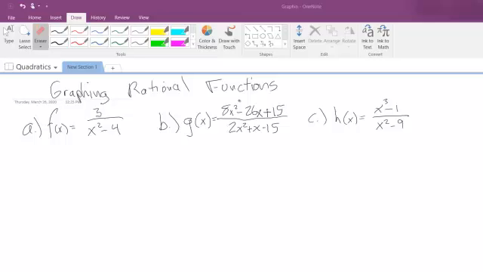All right, here we are graphing rational functions again, and we're now ready for the B example. The degree of the numerator is the same as the degree of the denominator in this example. That's a little different than what we saw and what we'll see in these other examples. First step is to factor the numerator and the denominator. I'm going to do that.